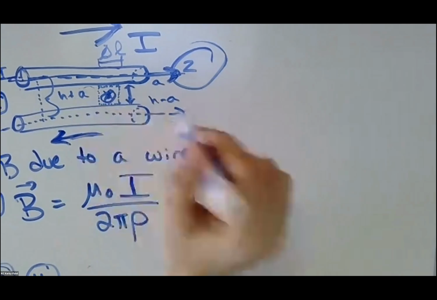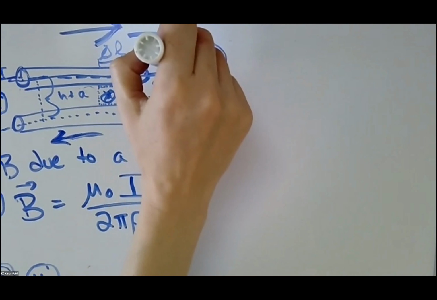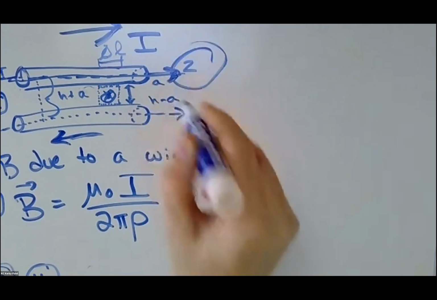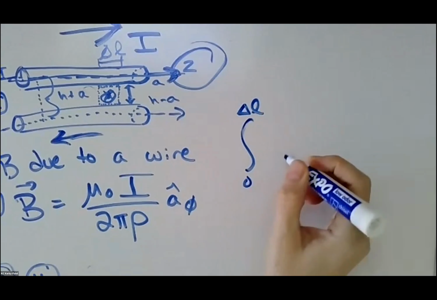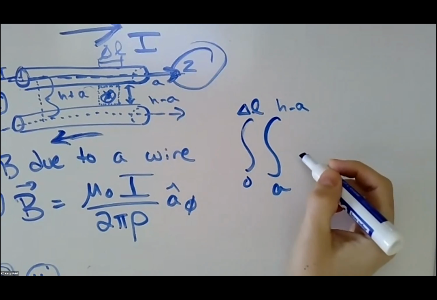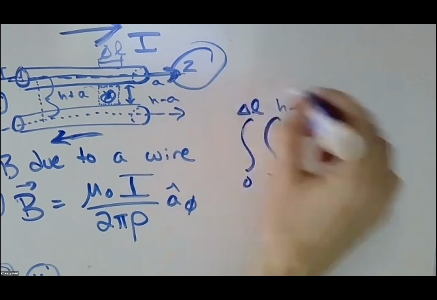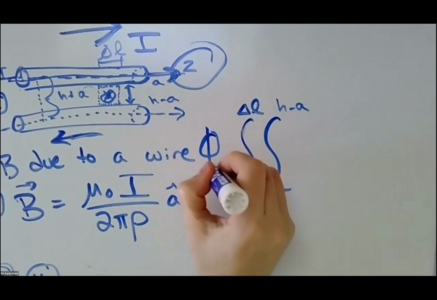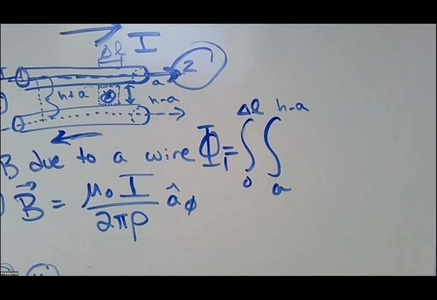I've set up my flux integral now. My flux integral for wire number 1 is going to be from 0 to delta L in z, and from A to H minus A in rho. And that will get me the flux due to wire 1. The total flux is the sum of those two fluxes because the total field is the sum of the two fields, and superposition works.